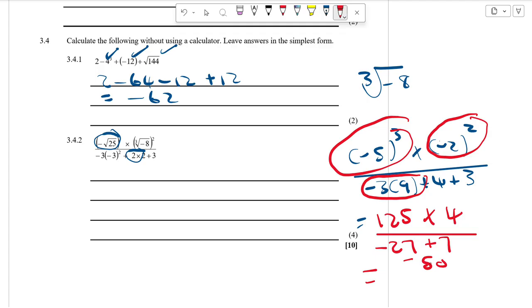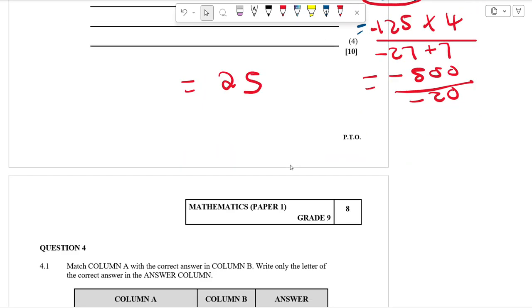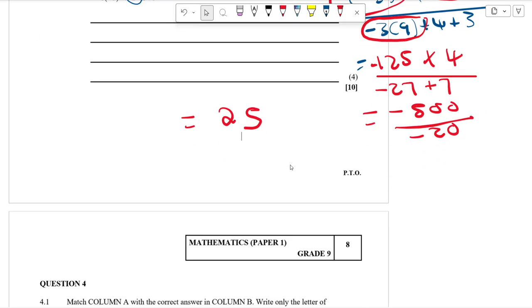Oh, I forgot to put negative. This is -125. It's -500 divide by what? Divide by -20. So this one, when you press on your calculator, is 25. That's how you were supposed to solve this. Okay. And then next question. Oh, we are done with question 3.